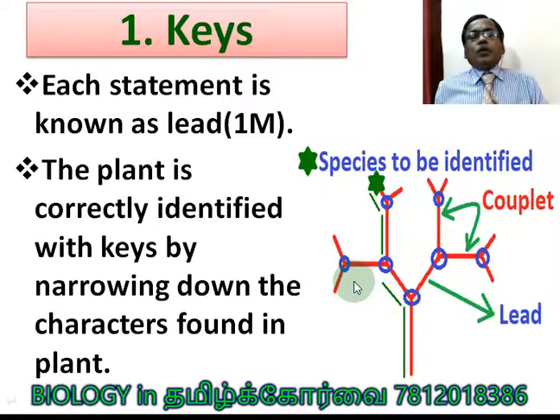Each statement is known as a lead. What is a lead? It can be asked in a 1 mark question. The plant is correctly identified with keys by narrowing down the characters found. One by one, suppose we are going with this statement, we are leaving this statement. Then if we are going with this statement, then this statement. So we are narrowing down the characters found in the plants and ultimately going to the particular genus and species category. Now you are able to identify what is a couplet and what is a lead.